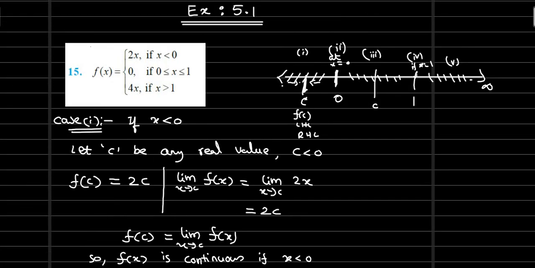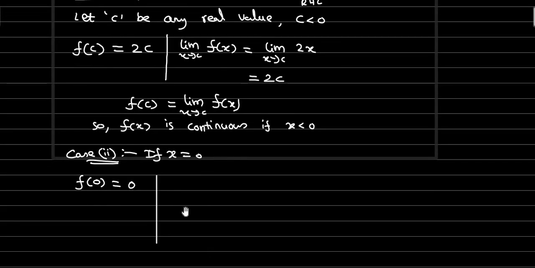The close values of 0 on this side are less than 0, which means we have to use the first function. And close values of 0 on the right hand side are greater than 0, which means we have to choose the second function. So since we have different functions for the left hand limit and right hand limit, we have to do them separately. We should not combine both together. Okay, so left hand limit separately, right hand limit separately, we can find out.